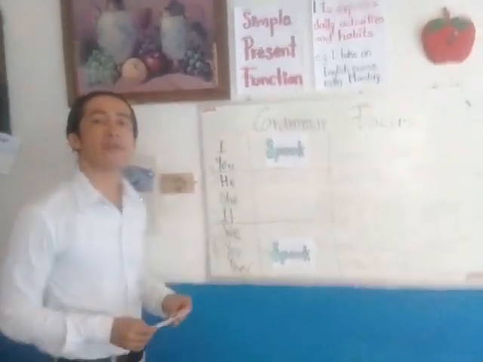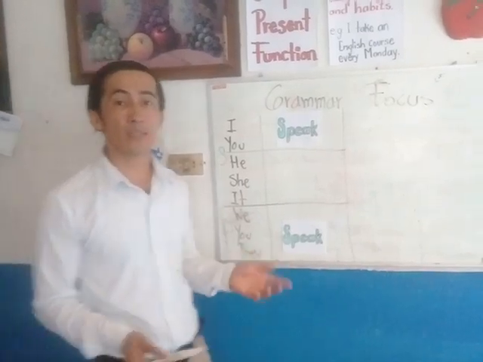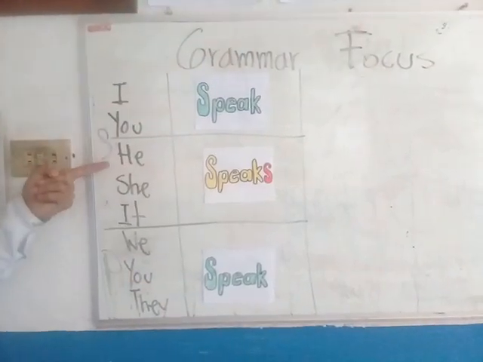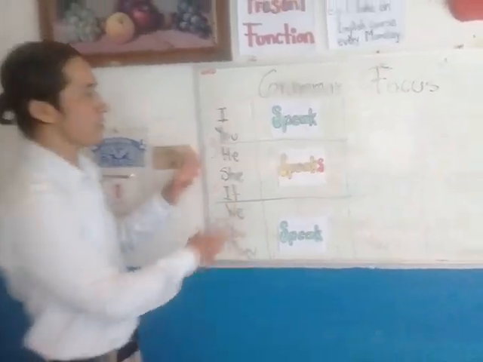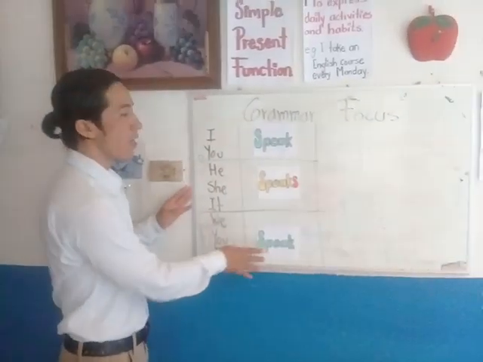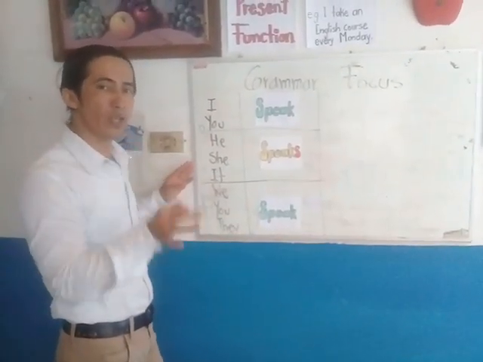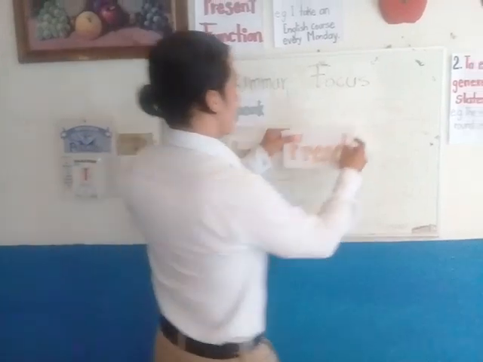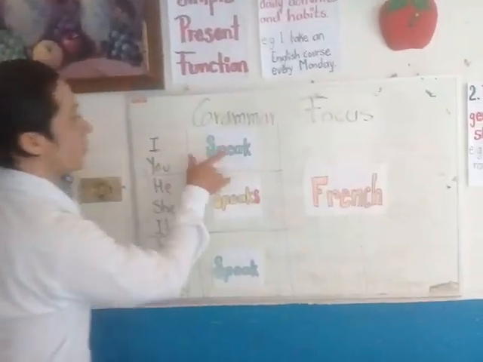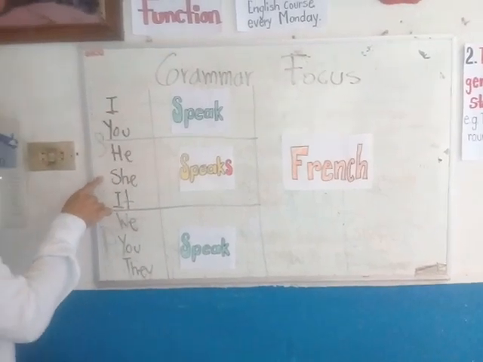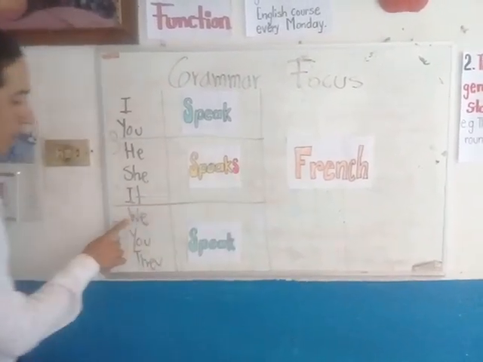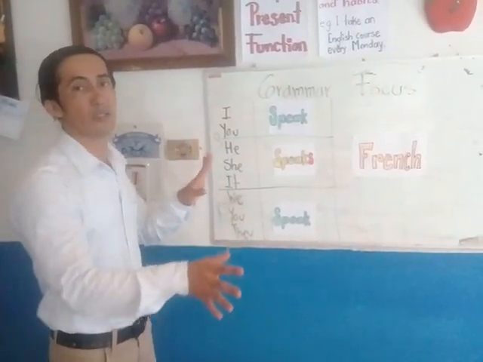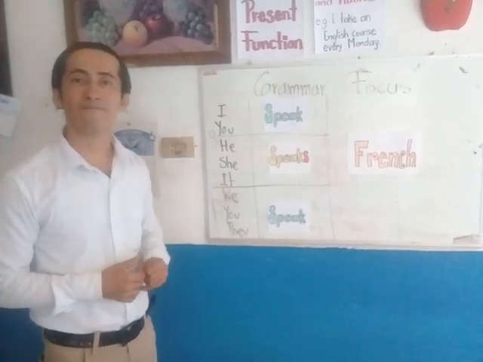But remember that when we use the third person, he, she, it, the verb has a change. Which is that change? We have to add the letter S to he, she, and it. The rest is the same. I, you speak. We, you, they speak. Only this change is in the third person in the singular form. And we need a complement. So we say I speak French, you speak French, he, she, it speaks French, and we, you, they speak French. This structure, as you remember, is for the affirmative form.